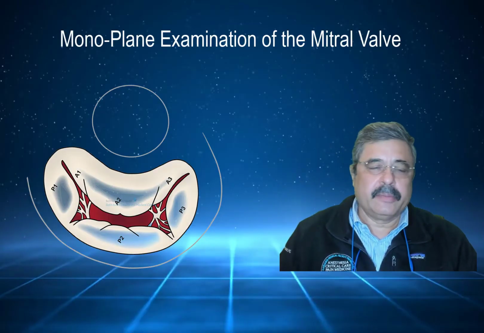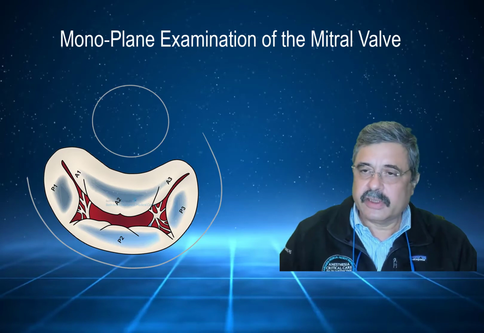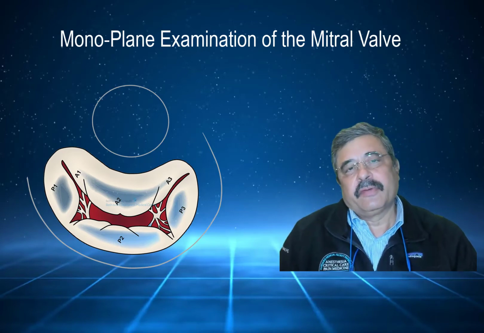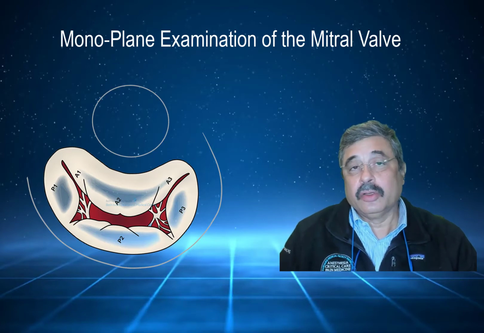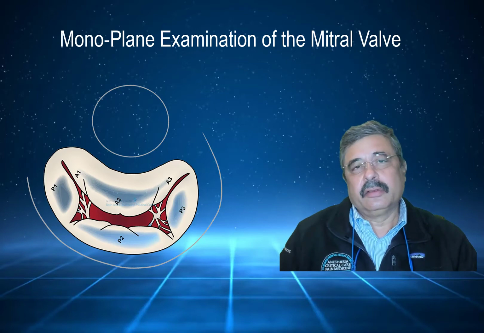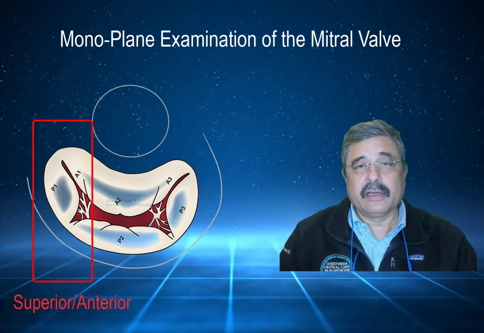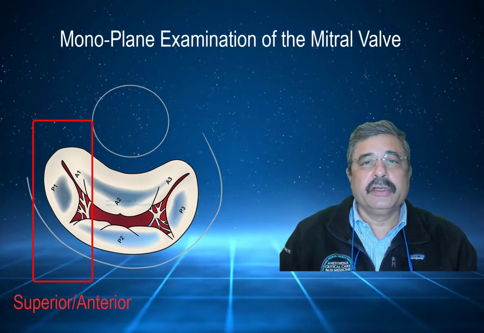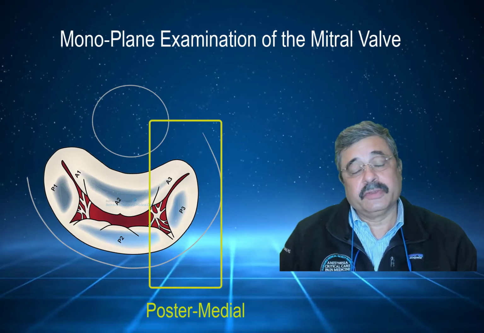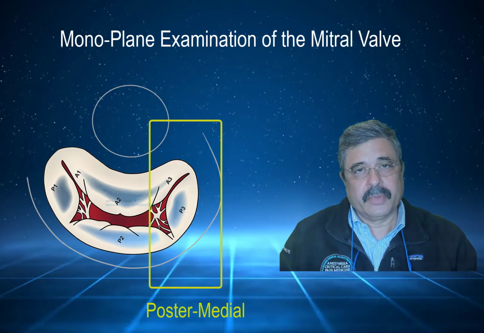Two-dimensional monoplane examination of the mitral valve is one of the less appreciated systems of examination. This method of examination is based on the anatomical orientation of the mitral valve, in that the lateral portion, that is the A1, P1, and the anterolateral commissure, is more anteriorly and superiorly located than the posteromedial commissure, which is obviously more posterior and more medial.